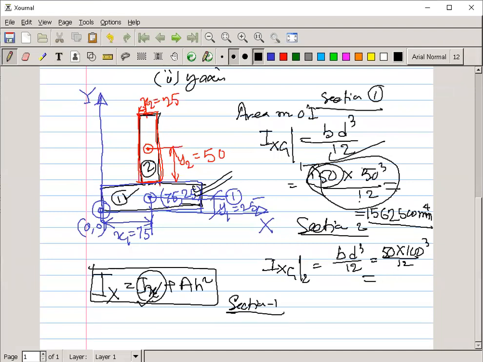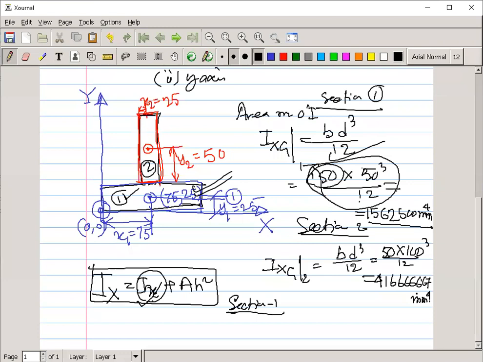And similarly for this one, 50 into 100 cube by 12, how much is it? 4166666.667. Okay, 0.67 mm to the power 4. Okay.